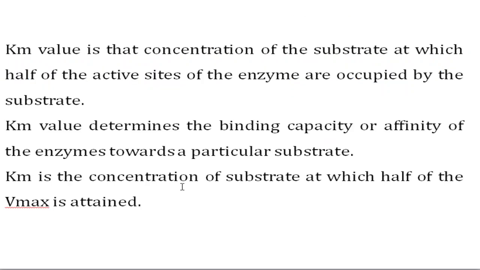Okay. Next is what is meant by Km. Km is the concentration of substrate at which half of the active sites of the enzyme are occupied by that particular substrate. So this Km value is the substrate concentration at which half of the Vmax is attained, and this Km also determines the binding capacity or affinity of the enzyme towards a particular substrate.